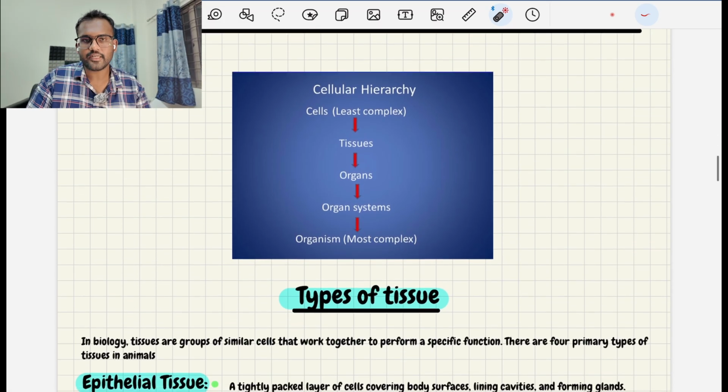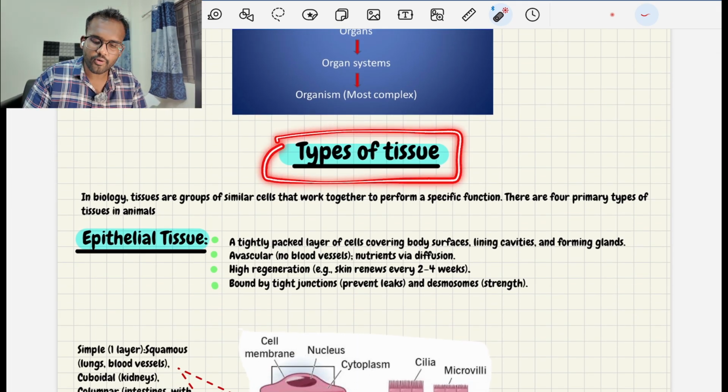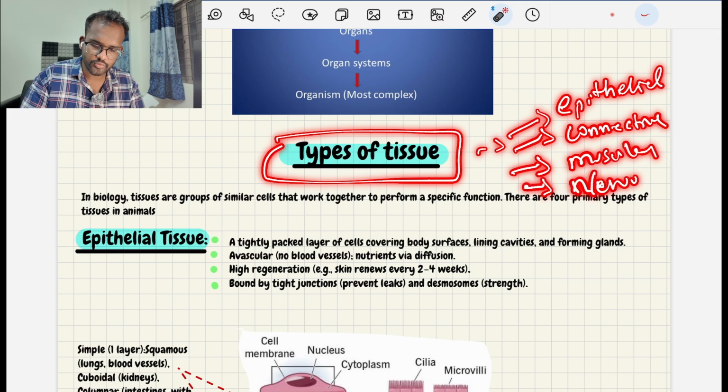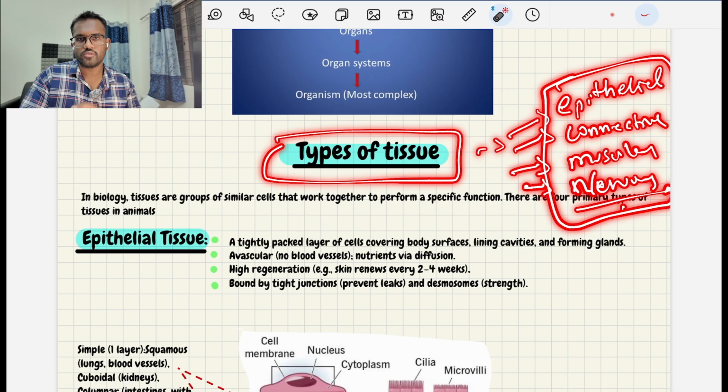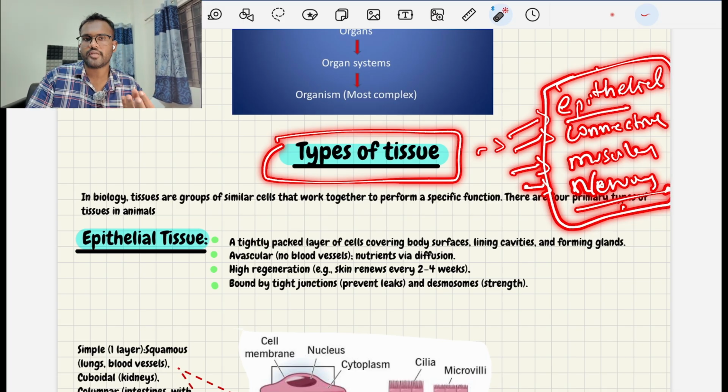Okay, then later we'll discuss the types of tissues. There are majorly 4 types of tissues. The first one is epithelial tissue, the second one is connective tissue, the third one is muscular tissue, the fourth one is nervous tissue. These are the 4 major tissues present in the human body. There are multiple types of tissues in each category. In epithelial tissues, we have squamous, cuboidal, columnar, pseudostratified, and stratified. And in connective tissue, we have fibroblasts, bone, blood, everything.